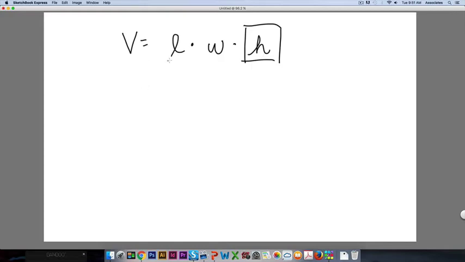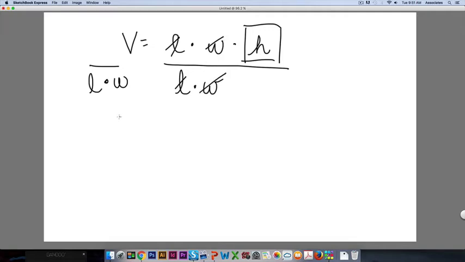Well, remember the inverse of multiplying is dividing. So I'm going to divide both sides. I don't want to have it be multiplied by L or W. So I'm going to divide both sides by L and W. L divided by L is just 1. W divided by W is just 1. So the volume divided by the length times the width would be equal to the height.